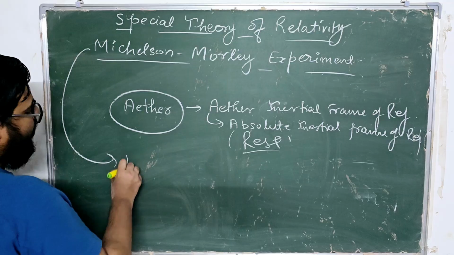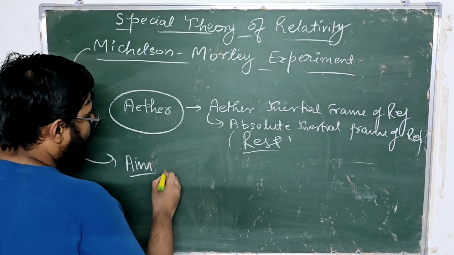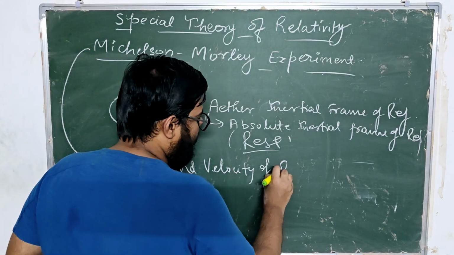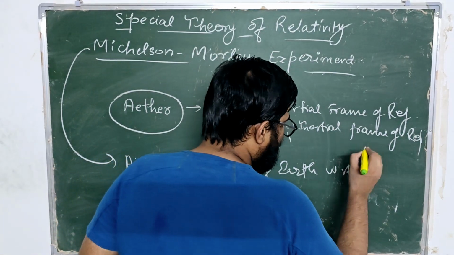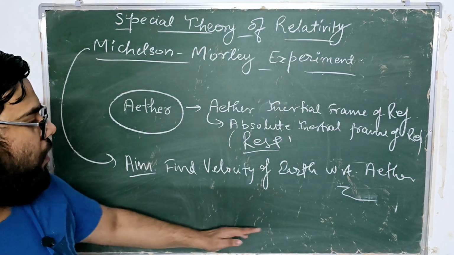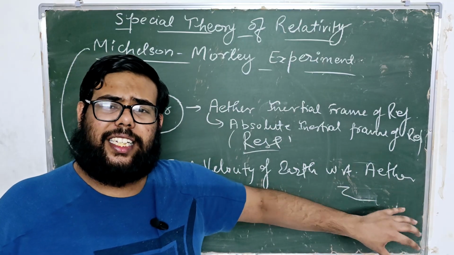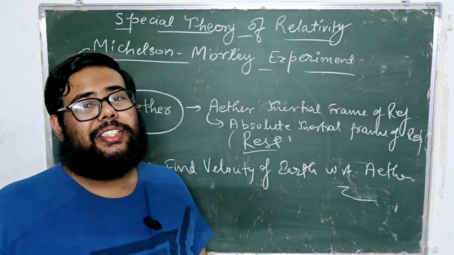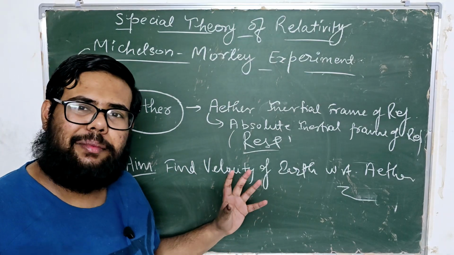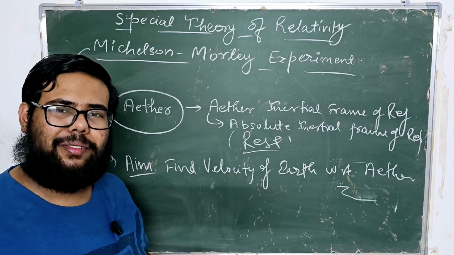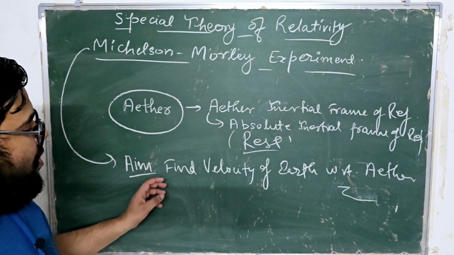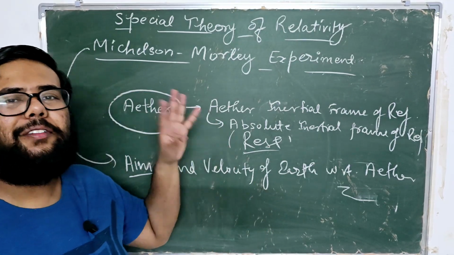The aim of the Michelson-Morley experiment was to find the velocity of Earth with respect to the ether frame of reference, the ether inertial frame of reference. This was the aim of the experiment, but this experiment badly failed. So it proved that the speed of light is constant for all frames of references, all inertial frames of references. So this was the aim, and the conclusion was different.